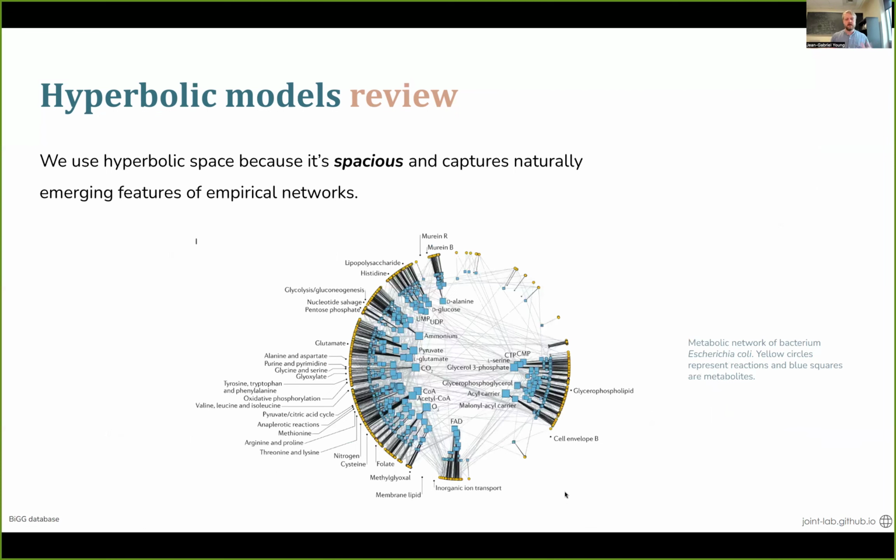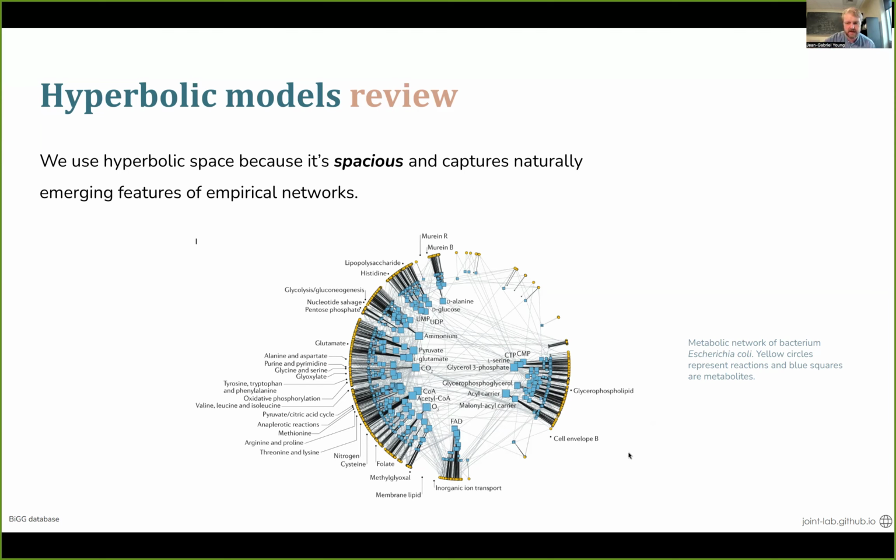Okay, why do we use these complex models? There's this beautiful review in Nature Reviews Physics recently by a team that worked on this for many years. Once you assume this network geometry that's hyperbolic, you get lots of properties of real networks for free.